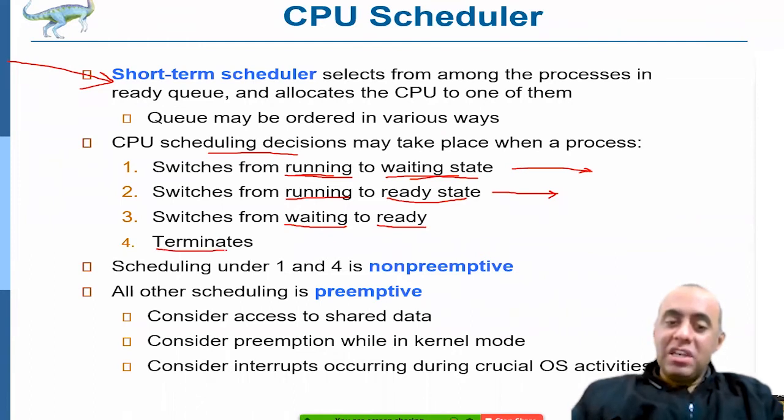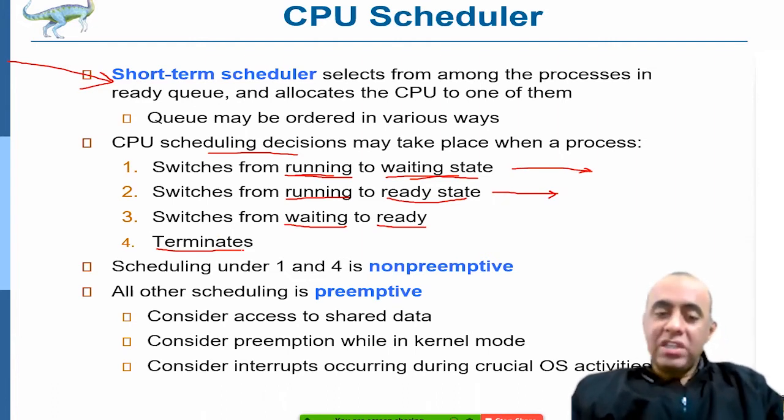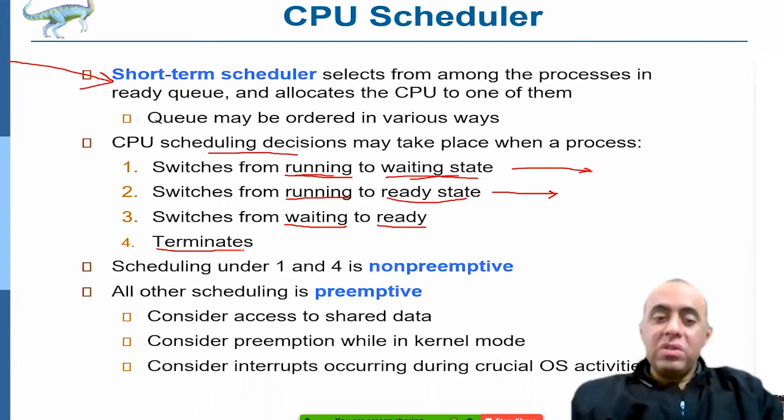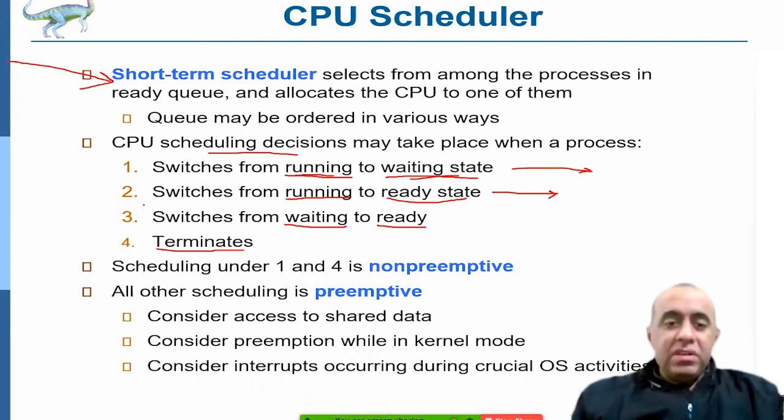Similarly, when a process leaves the system, it terminates, the CPU becomes vacant, and because the CPU is now vacant, the scheduler needs to take a decision to select a new process to send to the CPU.